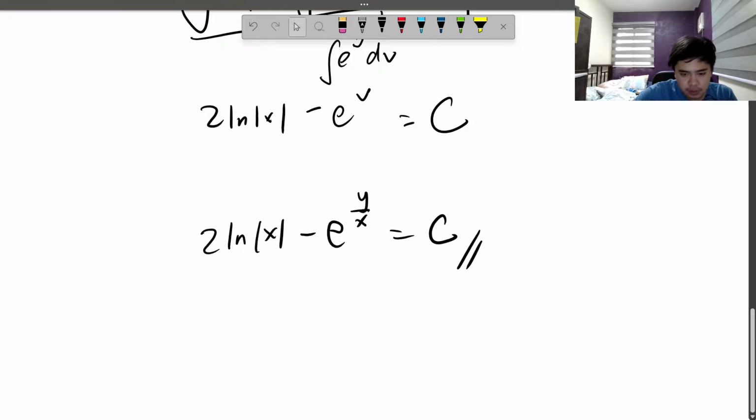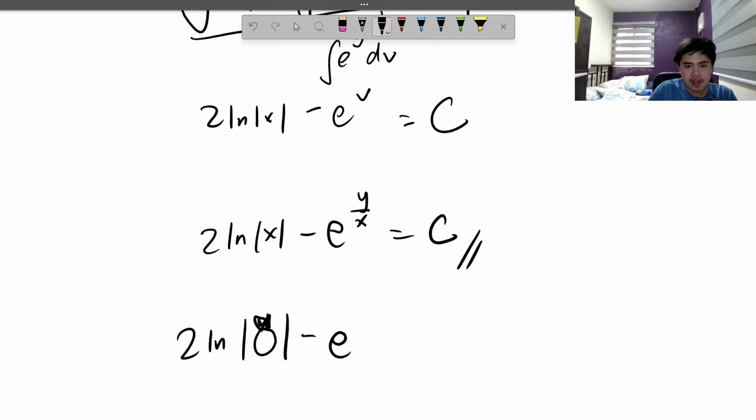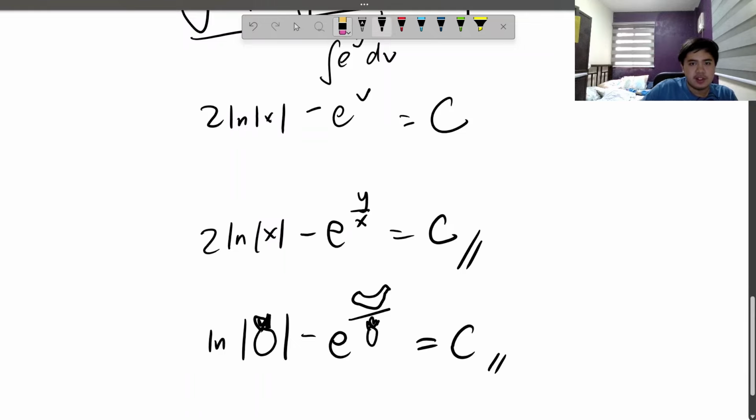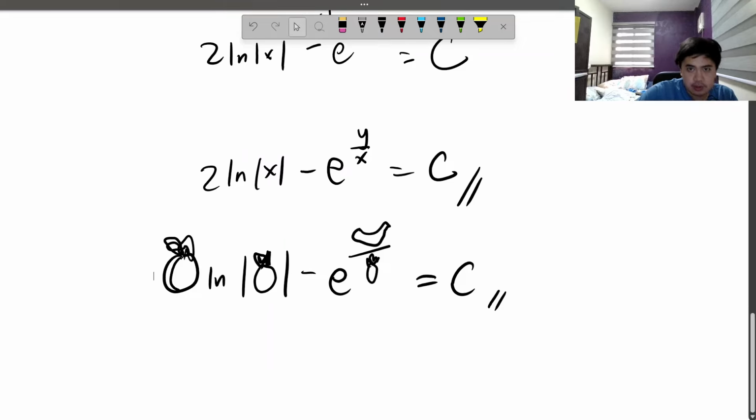Or if you want the fruits, we can do 2 ln pineapple, let's draw pineapple like this, minus e to the banana over pineapple, like that, equals C. Or if you really want the fruits, this can be the peach, because the peach is 2, right? So something like that. So there you go. That's your fruit laden answer.